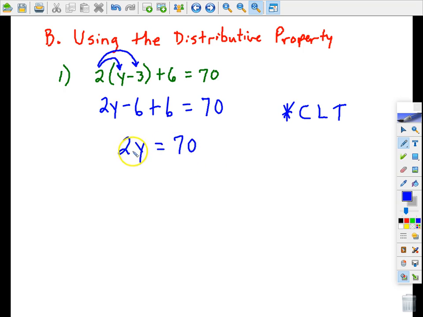And once again, the way we undo multiplication is either with division, shown here, or I could have chosen to multiply by the inverse of 2, which is 1/2.